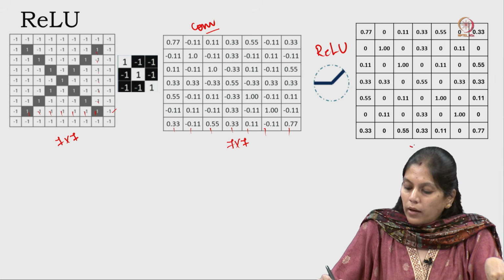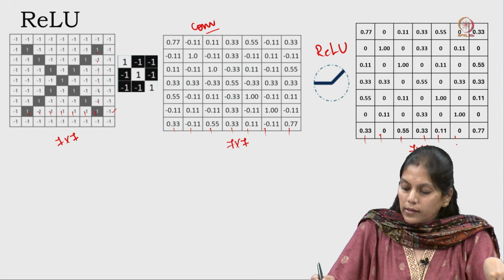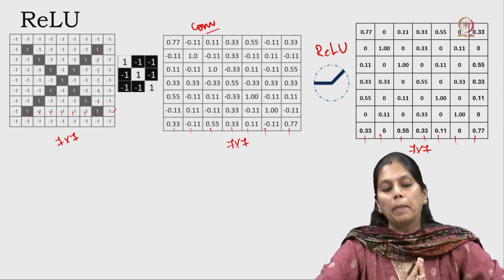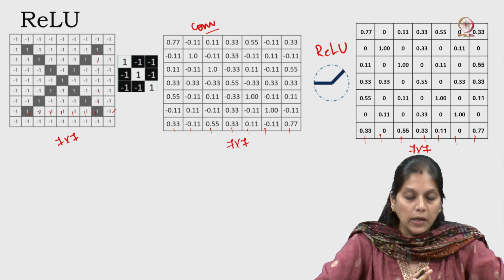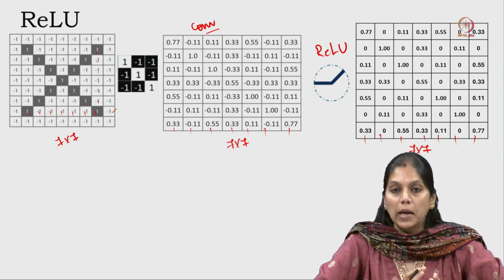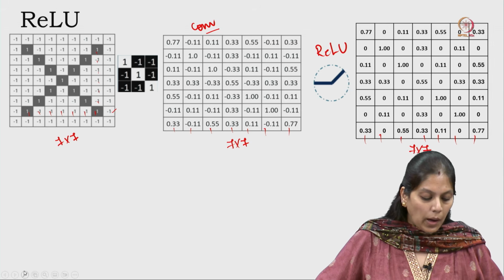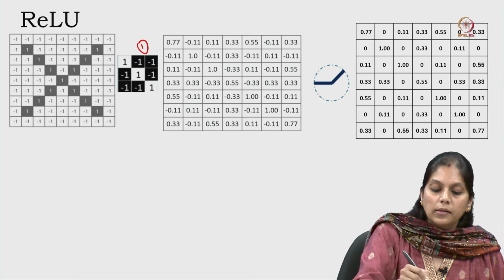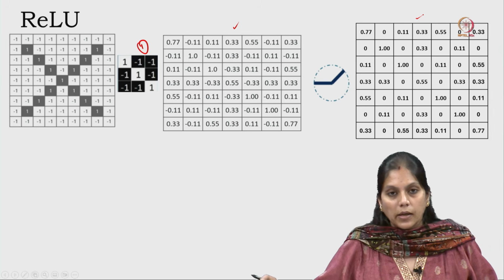And because of this, whatever you have obtained is also 7 cross 7. 1, 2, 3, 4, 5, 6, 7 and 7 cross 7. Because you have applied padding, the output of the convolution operation is still the same as the input, and the output of ReLU is also the same as the input, 7 cross 7. This is what you have taken as input, you have applied this kernel, you got this feature map, and you got this after passing it through ReLU.